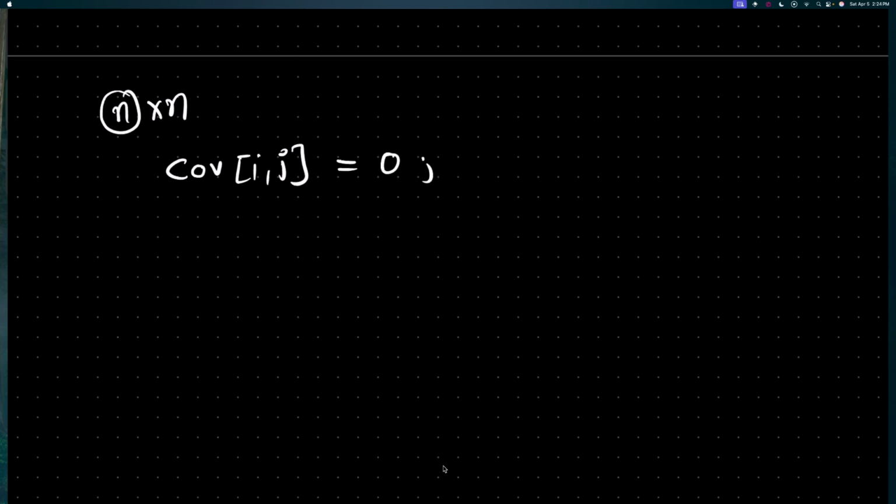So if this is 0 when i is not equal to j, and non-zero when i is equal to j, what it simply says is all the features are uncorrelated, right? And these diagonal entries will be the variance, not 1, but let's say some positive value, okay? So that's that.